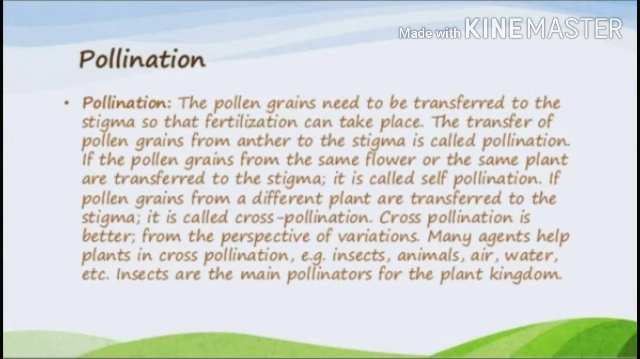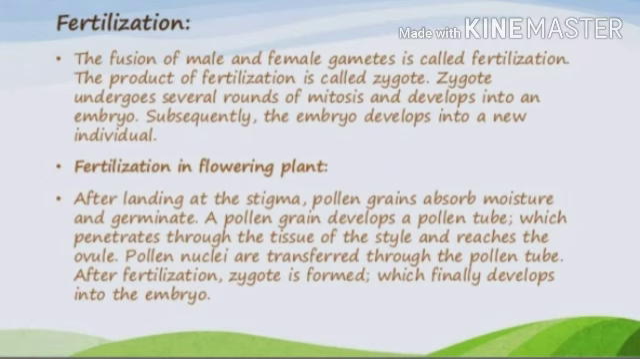Okay. Next is the fertilization. Fertilization is the process in which fusion of male and female gametes occurs. And the product of fertilization is called zygote. Zygote undergoes several rounds of mitosis and develops into an embryo. Subsequently, the embryo develops into a new individual.